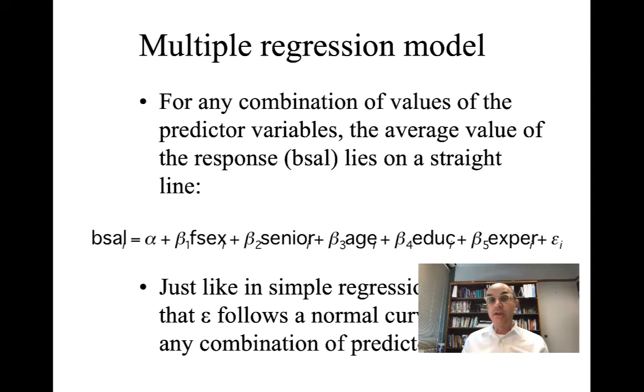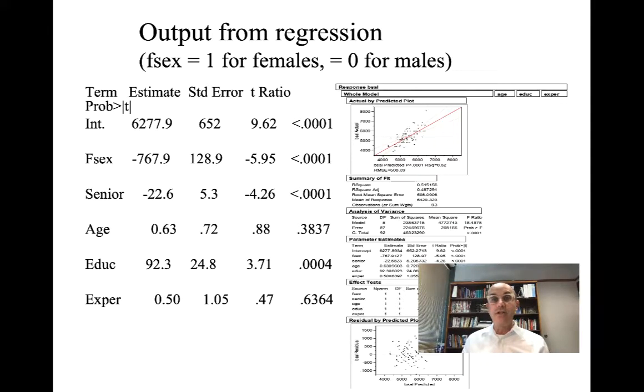In multiple regression, for any combination of values, the average value of the response lies on a straight line, and that is what we will do in order to display that, just like in simple regression. But in this case, we are using a multiple regression model in order for us to do that.